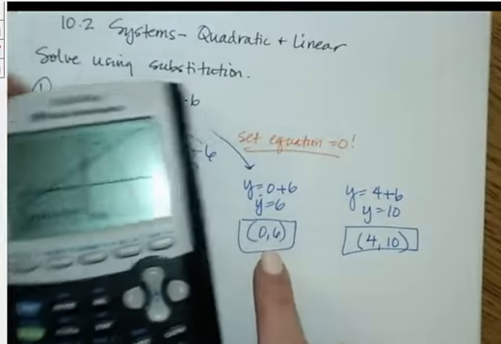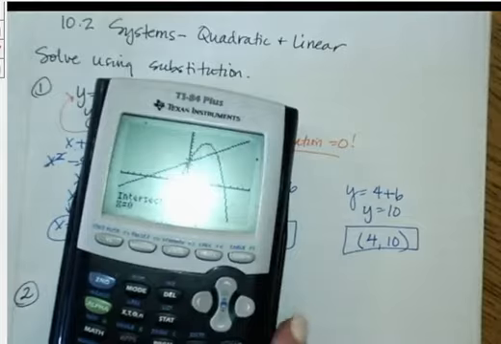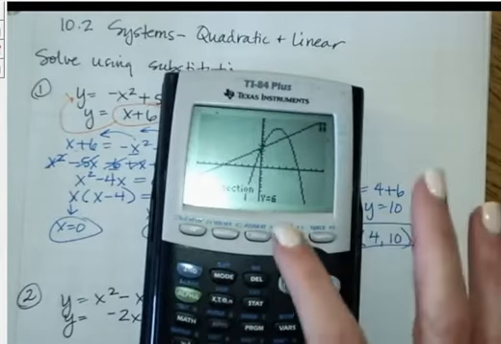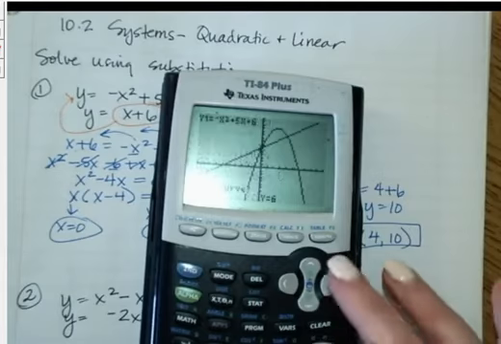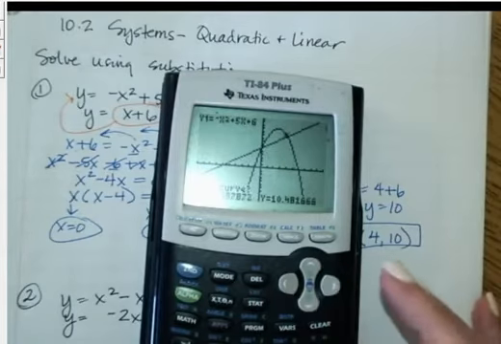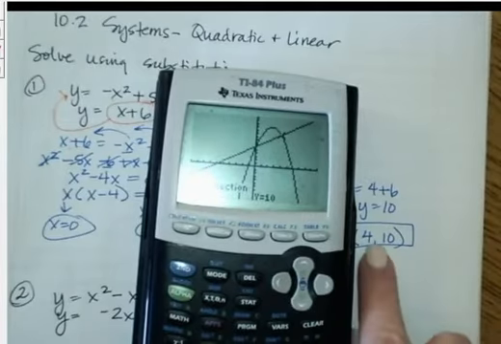That is what I got for my first point, 0, 6. Now, if I want to know for sure what's this point over here, I'm going to do the same thing. I'm just going to go second trace, and we're going to go to intersect. And this time I'm going to move my cursor closer to the other intersection. Move, move, move, enter, enter, enter, boom, there it is, 4, 10.